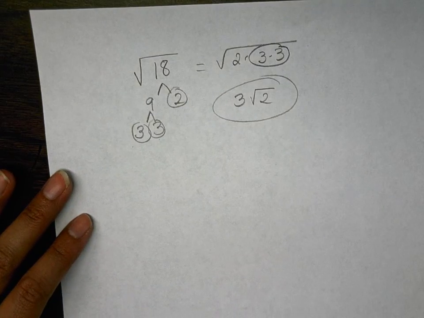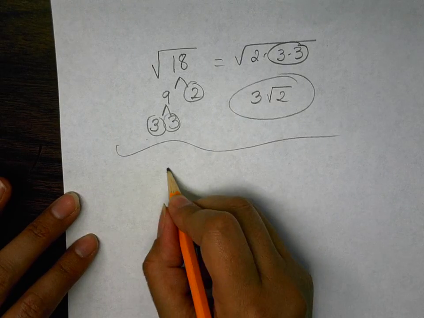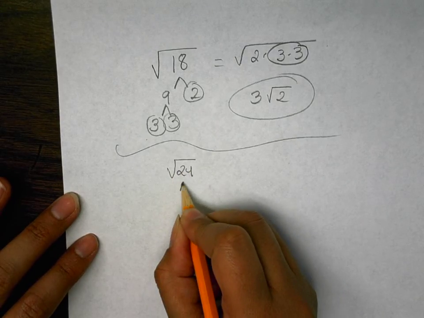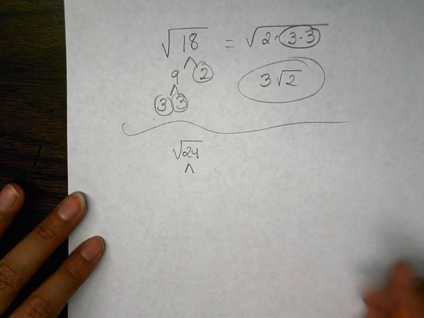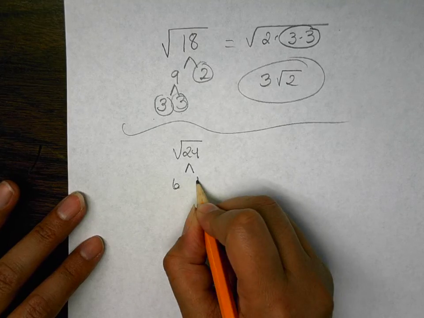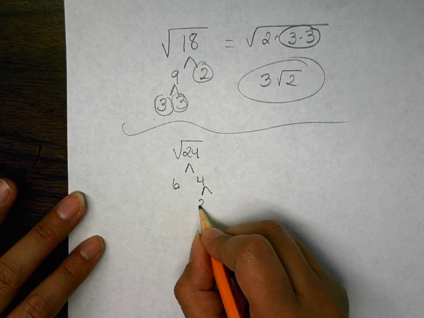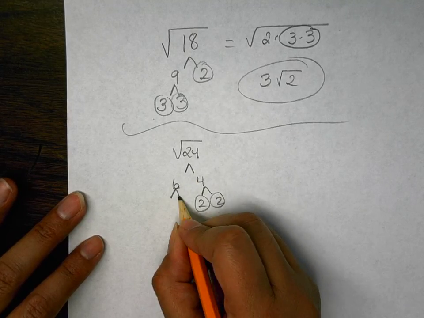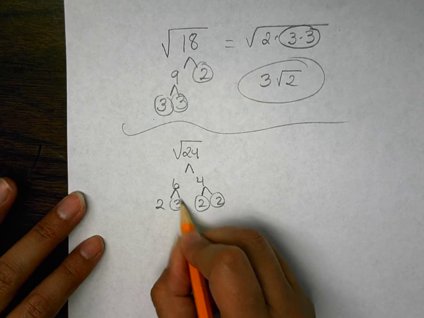Let's try square root of 24. What does 24 break up into? 6 and 4. 4 is 2 and 2, and 6 is 2 and 3. All right, how many 2's do I have?